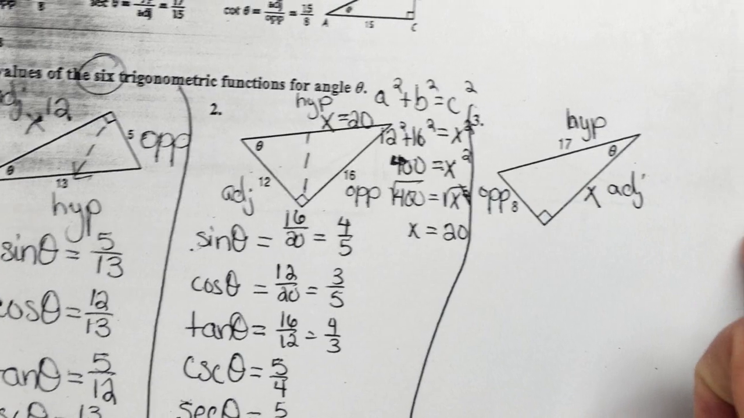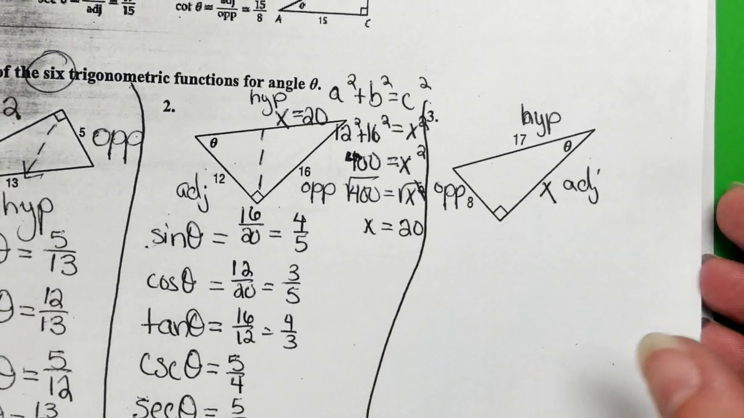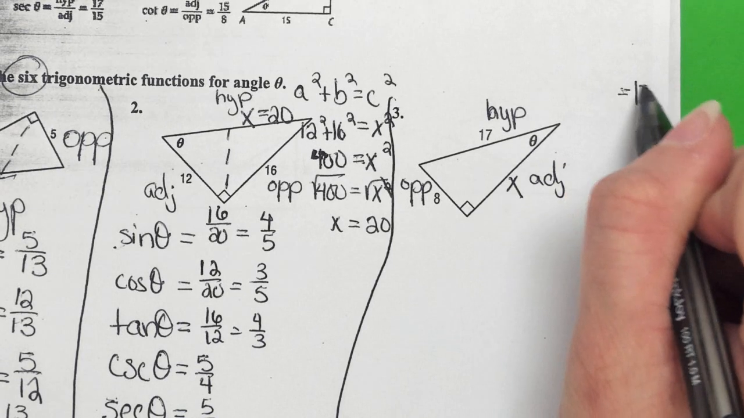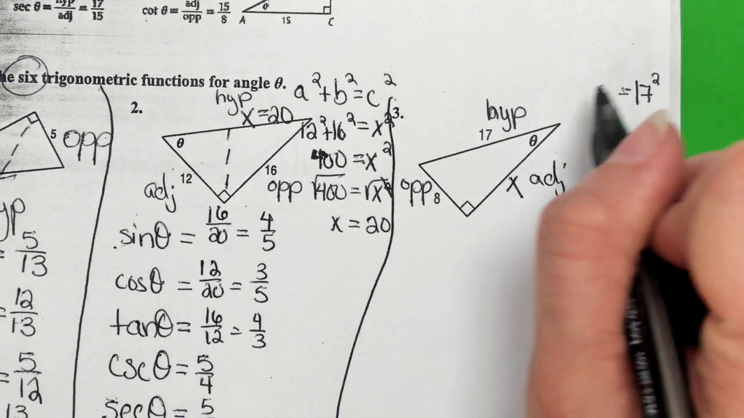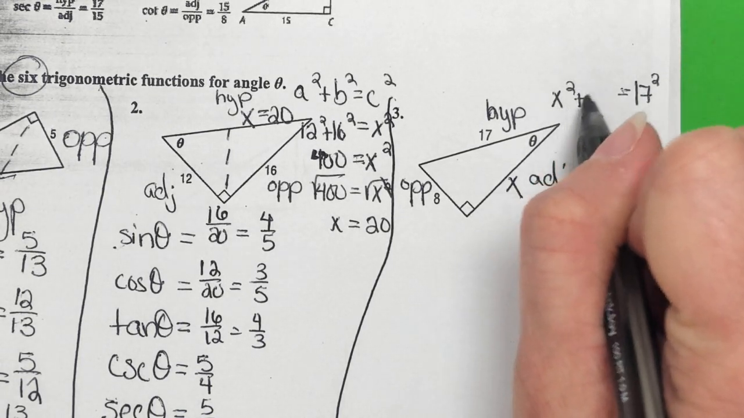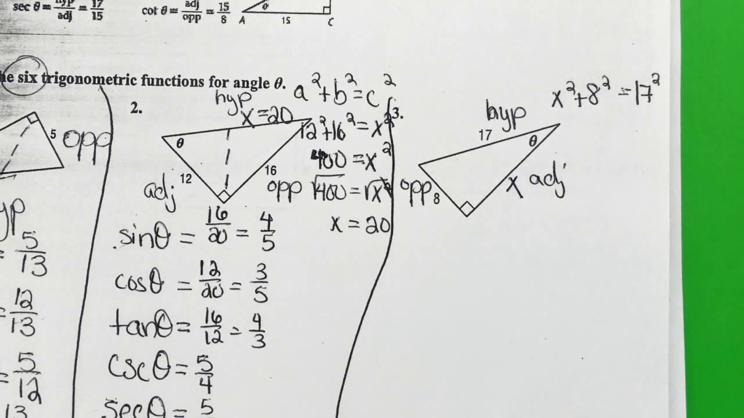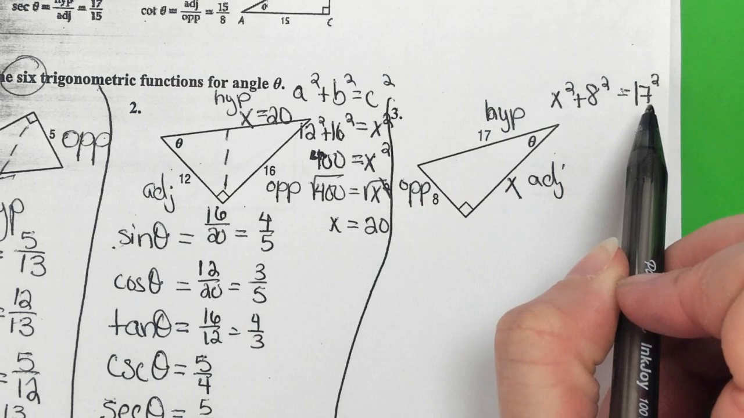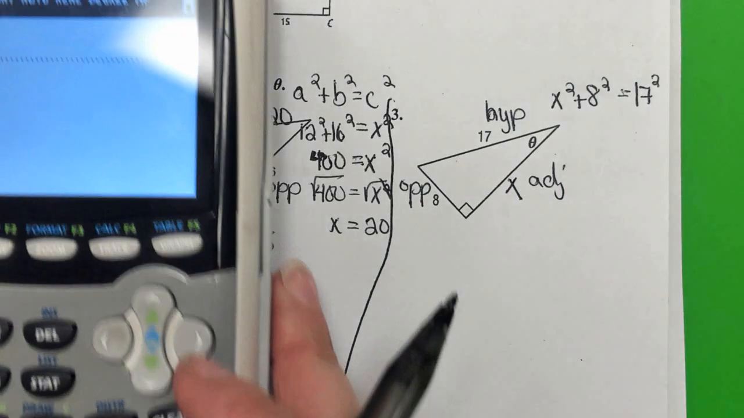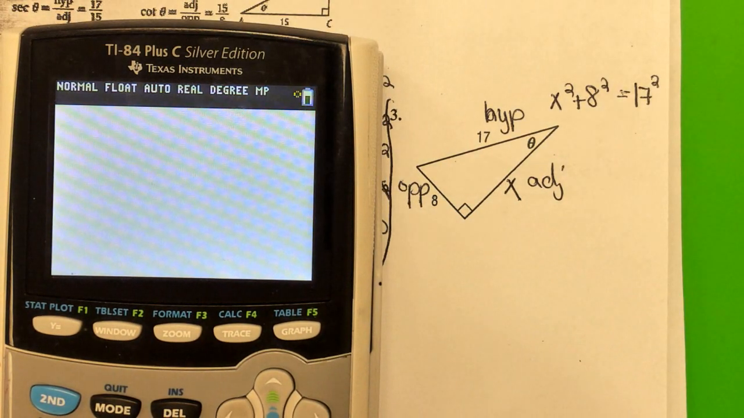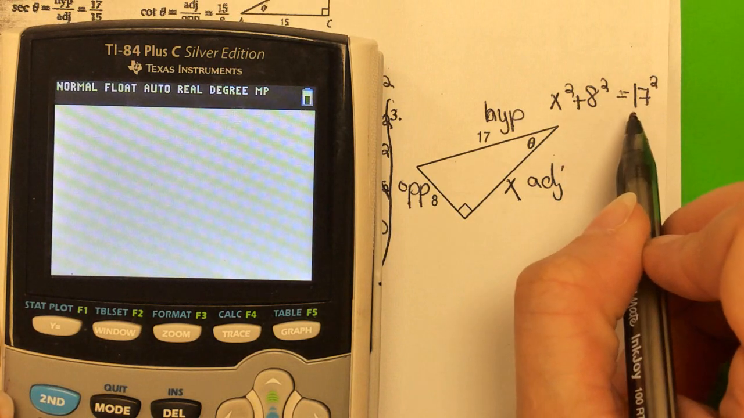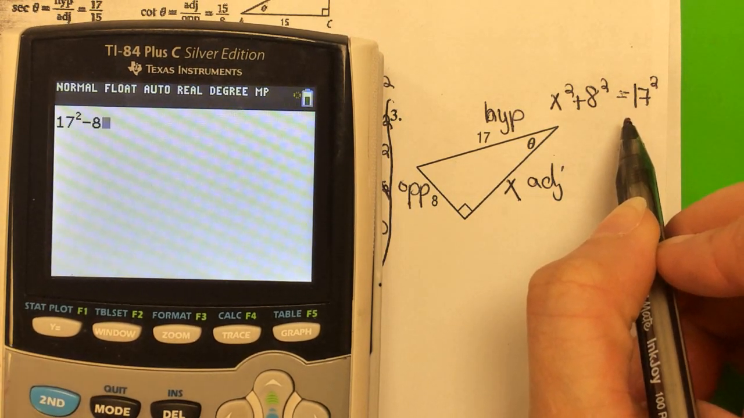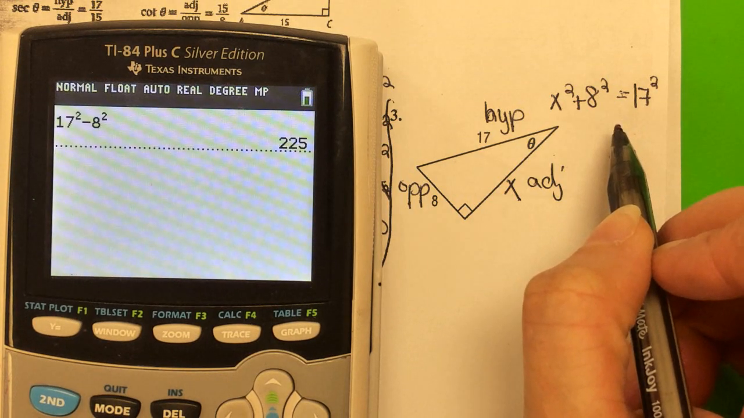Okay, so let's do this one together because this one's going to be a little different. I would do 17 is my hypotenuse squared, and then you do x squared plus 8 squared. How would you move that 8 squared to the other side? Subtract. If you can see that in your head, you can do that in your head. You're going to subtract it underneath here, so it would be 17 squared subtract 8 squared, and your calculator will do it all for you.